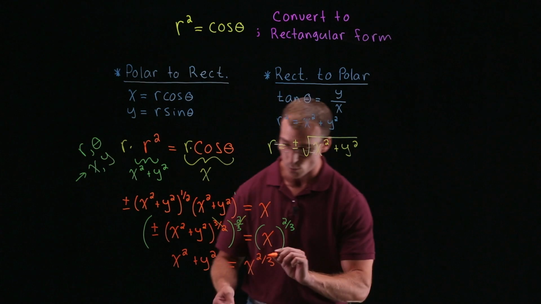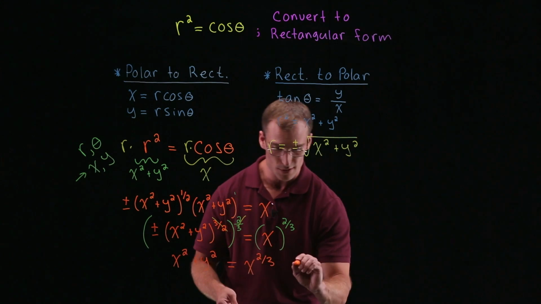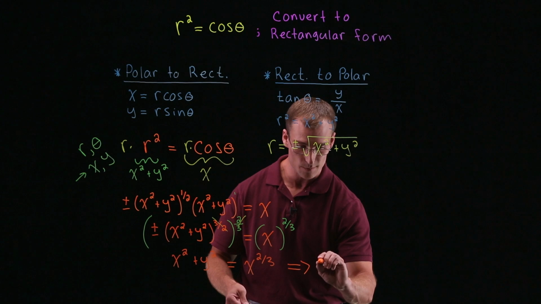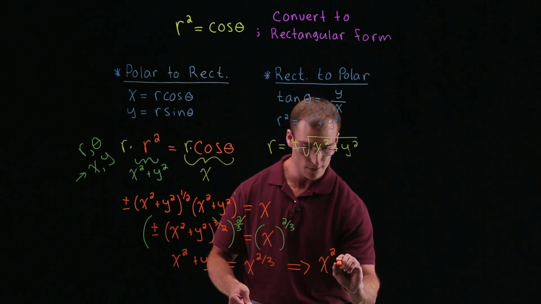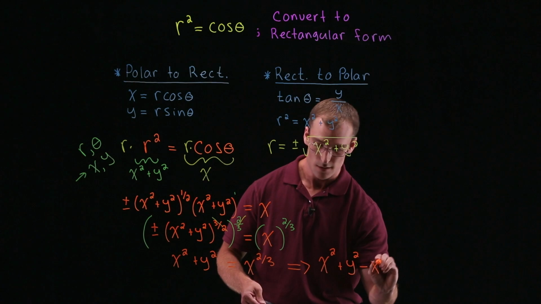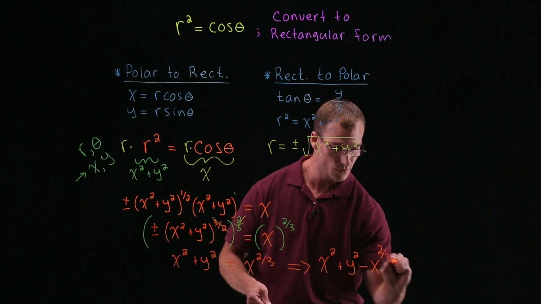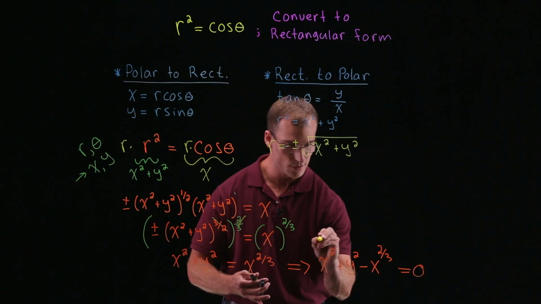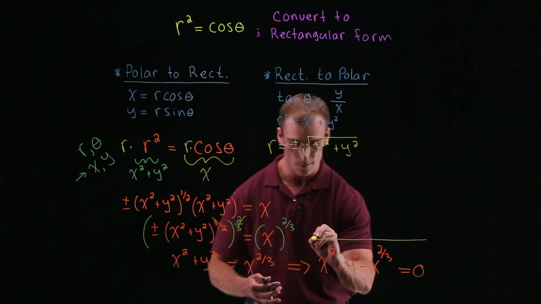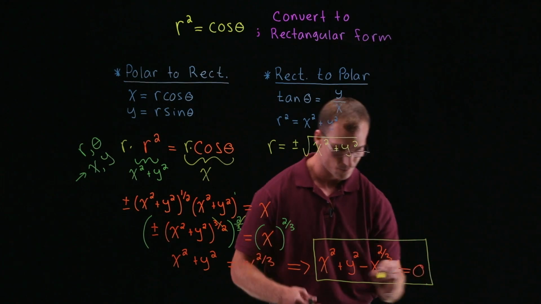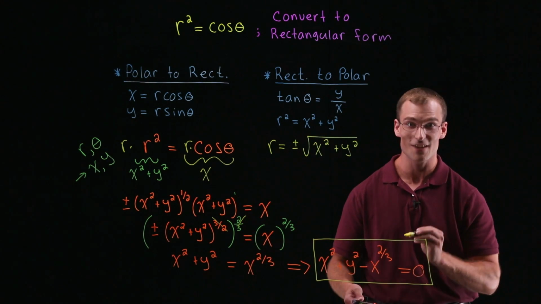And we can actually take this just one step further. We'll bring over our x to the 2/3 to the left-hand side by subtracting it. So our equation in the end can be written as x squared plus y squared minus x to the 2/3 equals 0. So there's our equation in rectangular form and simplified. So there we are. Thank you very much.